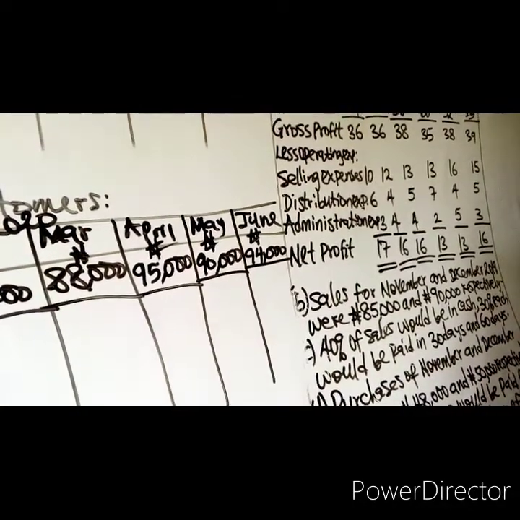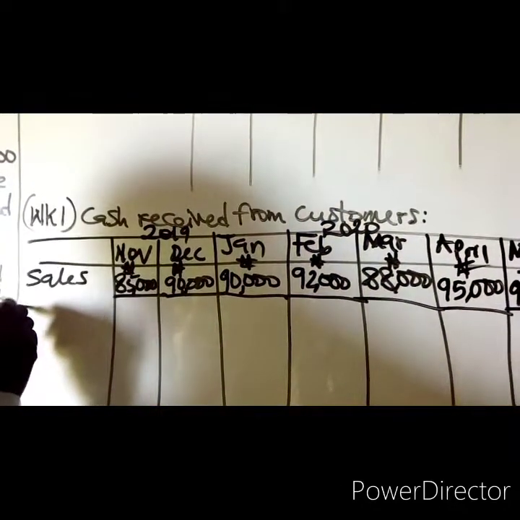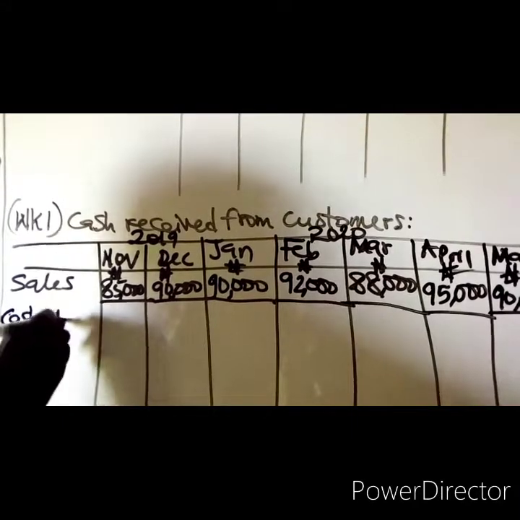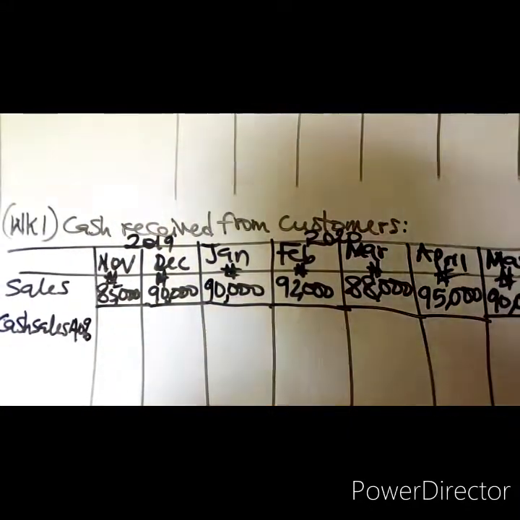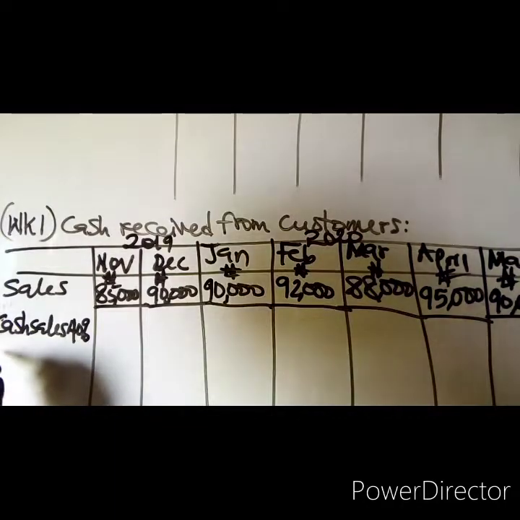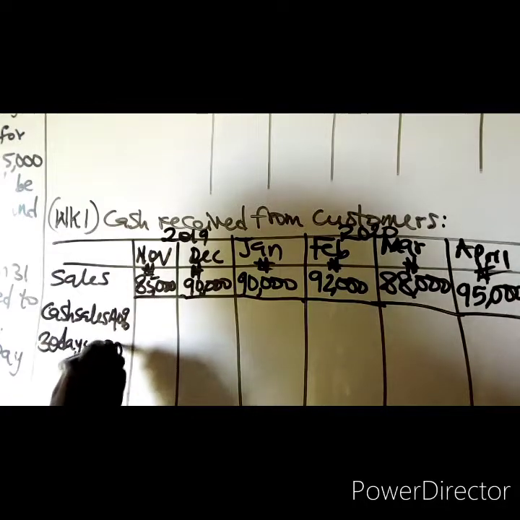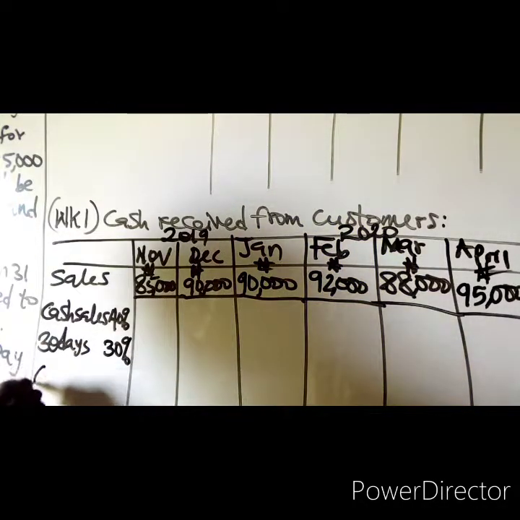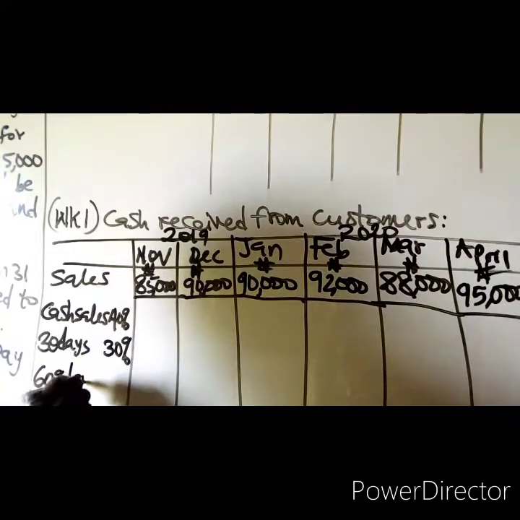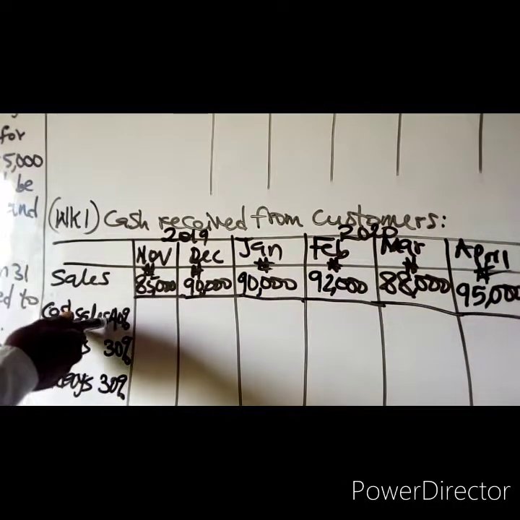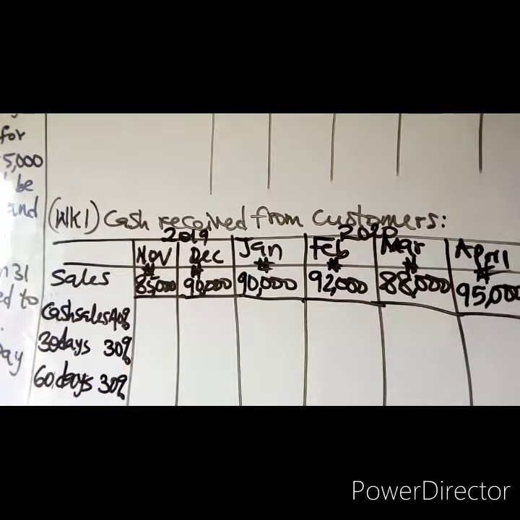Now, cash sales 40%, which will be received the same month. The one that will be received in 30 days time, for credit sales, that is 30% also. The one that will be received in 60 days time, that is also 30%. If you have 40% plus 30%, that is 70%. And if you have 70% plus 30%, that will be 100%.